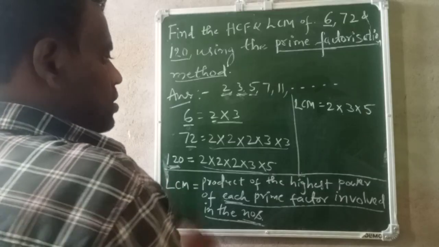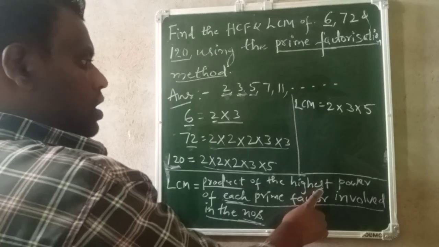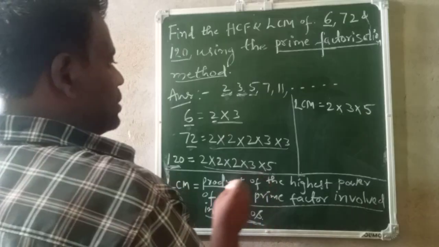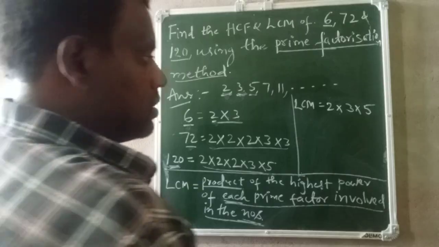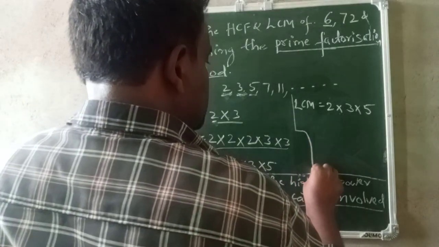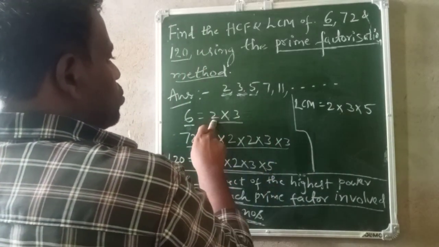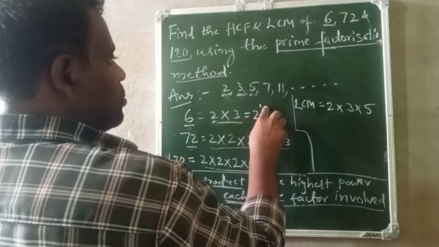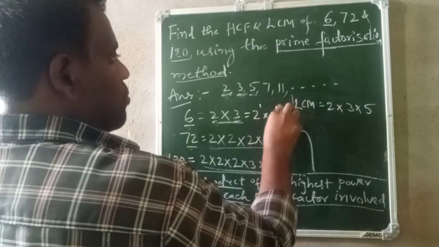Next, what do we consider? Product means multiplication. I have put multiplication already. Next, the highest power of each prime factor. We have to consider the highest power. So before that, I will write these prime numbers as powers. You will understand better. See, for the first number, only 2 is there. Here nothing is written, which means 1 is there. So 2 to the power of 1, multiplied by 3. Nothing is written, which means 1 is there. So 3 to the power of 1.